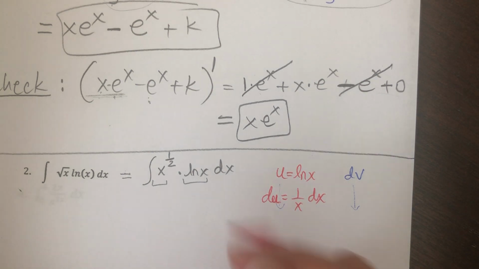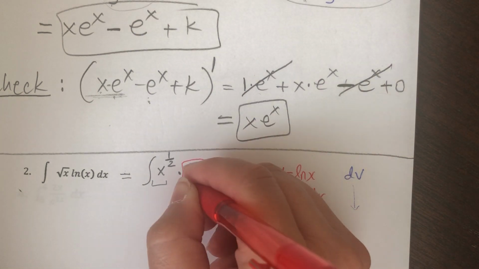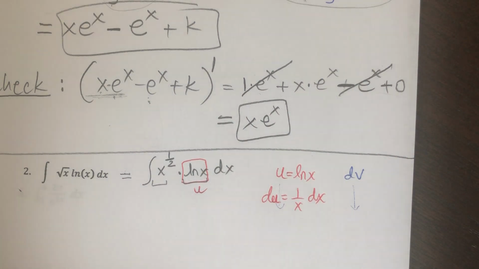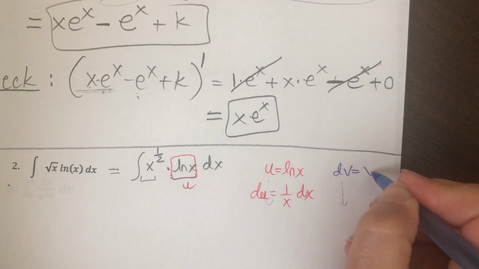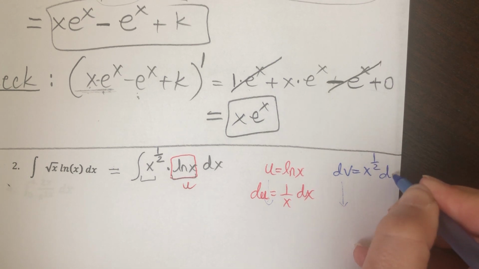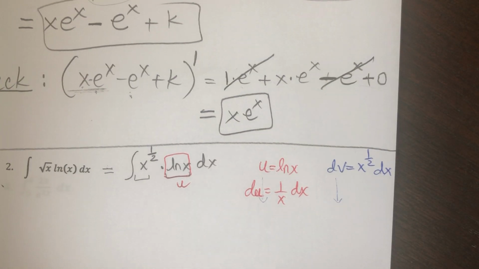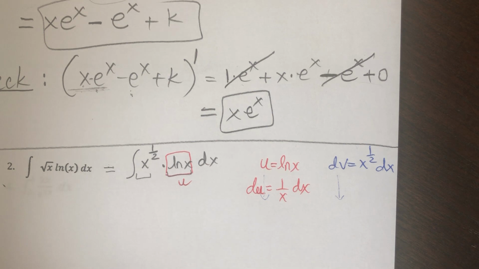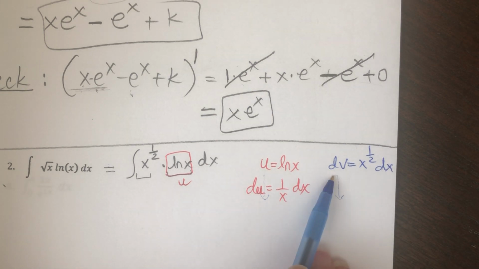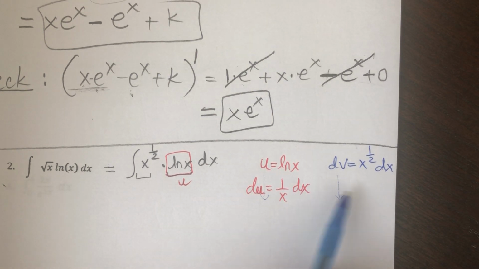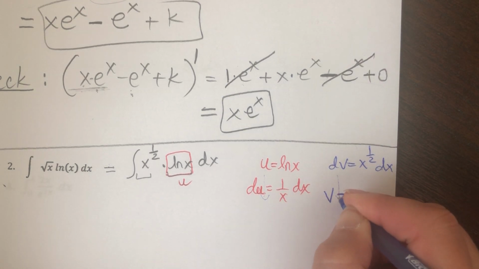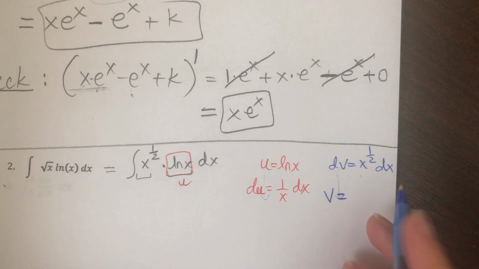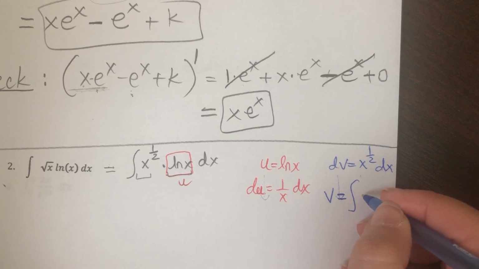Now, this was u, right? That means the rest of it, which is what? x to the 1/2 dx, is the derivative of v, right? See how the dx part has to go with it, because dv over dx is x to the 1/2. So what do I create out of the dv? I create v by, so the derivative is this.